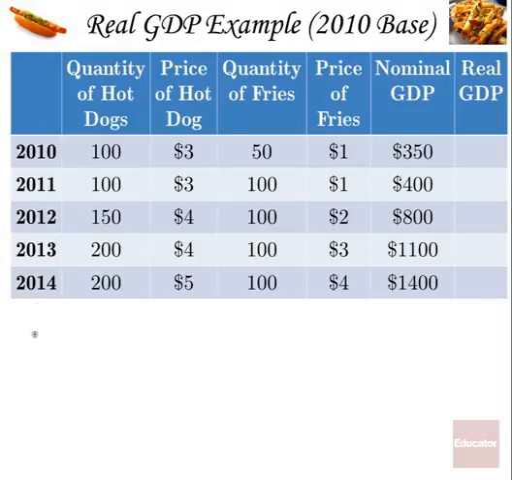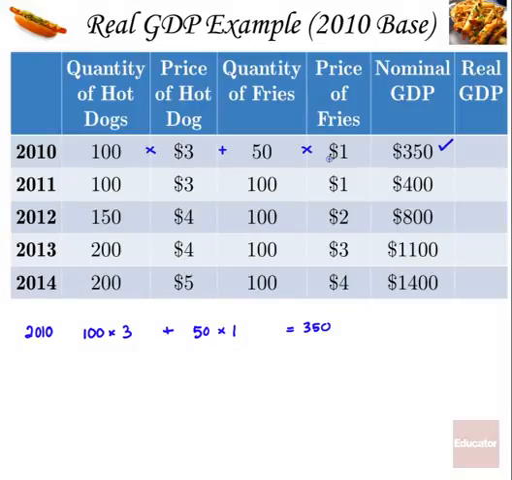Okay, so nominal GDP in 2010, you're going to take 100 hot dogs times 3, and then add 50 times 1. That's going to equal $350. That's nominal GDP. Now, what did I do? All I did was multiply here, and then add what you get from multiplying 50 times 1 here.